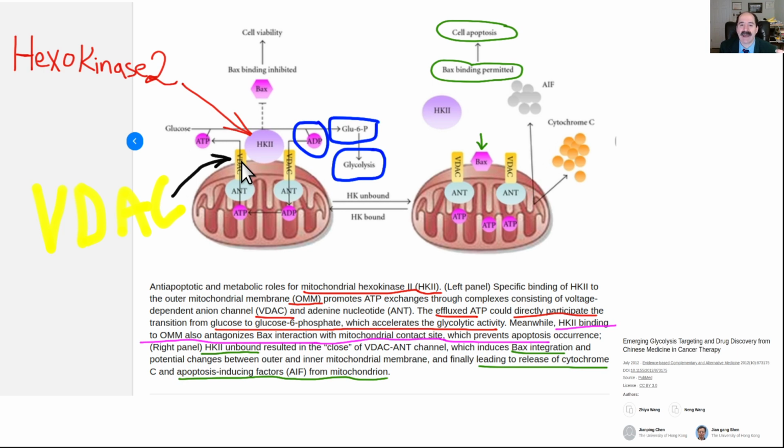And that guy, Pedersen, he's the one who really figured out a lot of this stuff about how hexokinase 2 is the most important transformation of an enzyme step in all of cancer. So actually, if you care about cancer, you want to know that. Hexokinase 2 attaches to the outer mitochondrial membrane and VDAC, and whatever ATP is coming off this mitochondria, it gets first dibs on it. This is from this paper, Emerging Glycolysis Targeting and Drug Discovery from Chinese Medicine and Cancer Therapy by Jinggang Shen.